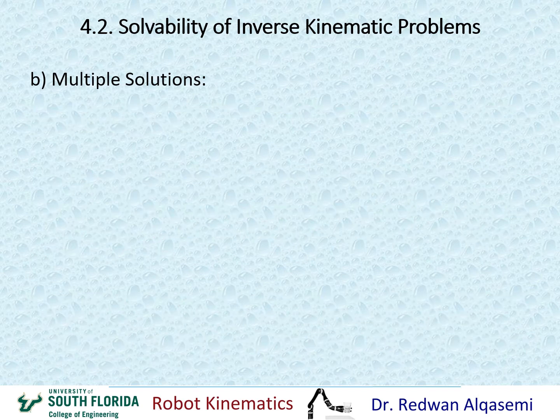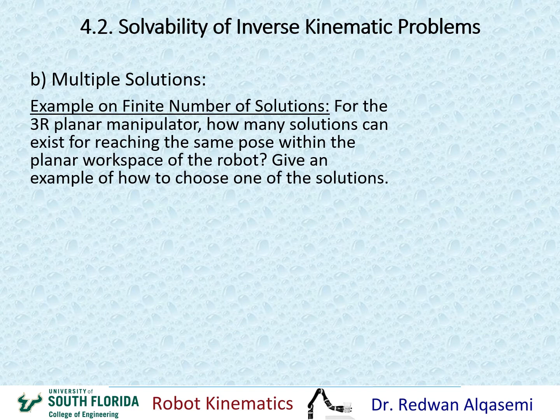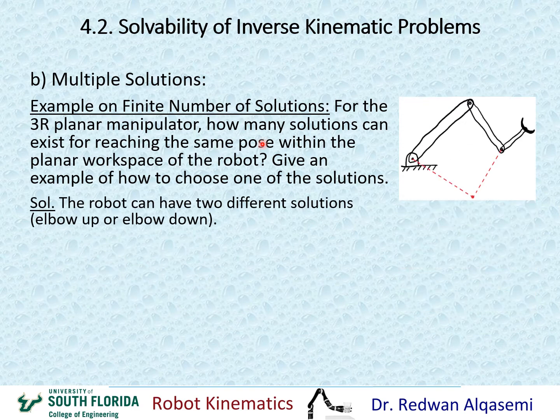Now let's take some examples about having multiple solutions for my inverse kinematics problem. So this is the first example here on the finite number of solutions case. For the 3R planar manipulator, how many solutions can exist for reaching the same pose within the planar workspace of the robot? Okay, of course, I'm reaching the same pose within the workspace, and I'd like to check how many solutions I would have. Give an example of how to choose one of these solutions if you have multiple solutions.